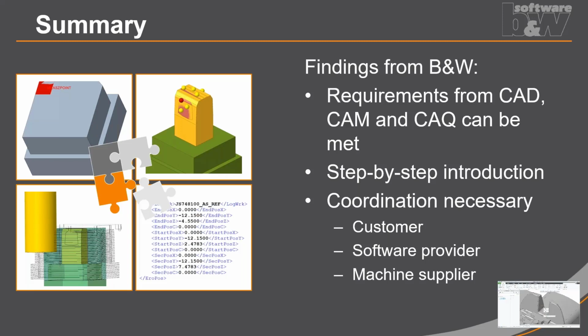Okay, as a summary, what we learned: B&W Manufacturing Limited, they could meet all the requirements for CAD and CAQ. They had the best success with doing the introductions step by step. So normally it's not working to try to bring all of this together at once. And a third point is it's extremely important that all parties are talking to each other. So the customer, the software provider, and the machine supplier, because without coordination or discussions, in the end, the export and all the integration of all the different steps won't work.